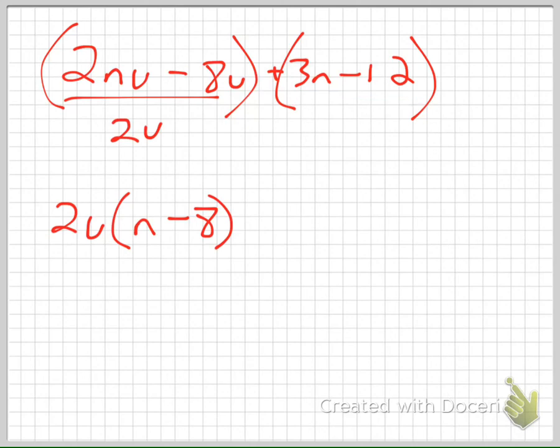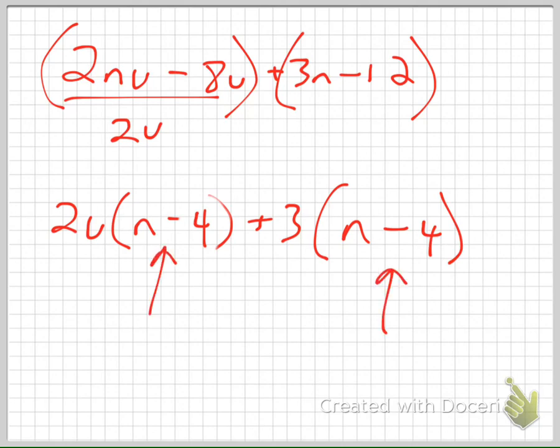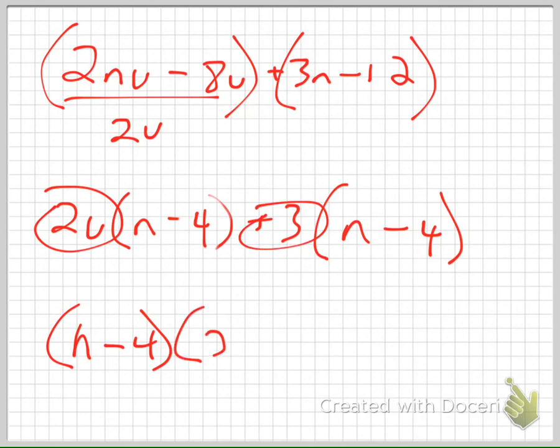And then over here, what can I pull out? 3 times n minus, oh, it wouldn't be 8, it's a 4. Thank you. N minus 4. And you go, awesome, they look identical. Since that's true, I'm going to pull out an n minus 4, and that leaves me with 2u plus 3. Remember? We did this yesterday.